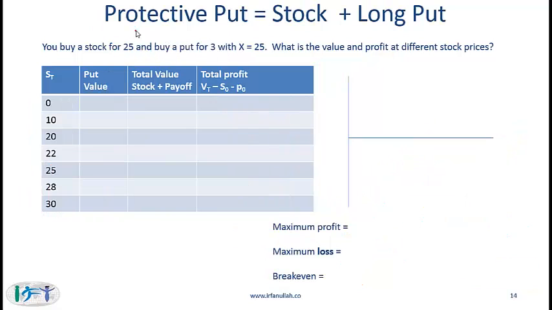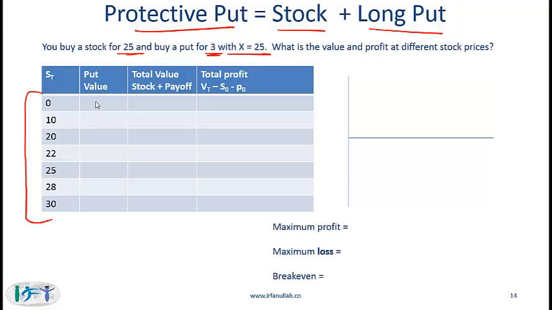Now we move to the protective put, which is the stock and a long put. You buy a stock for 25 and you buy a put for 3. The strike price is 25. So try to come up with these numbers using the same process that we used before. Here is the value of the stock, so different stock prices. The put value is the payoff on the long put. Remember, the strike is 25, so if the stock goes down to 0, that's good for the long put. This value would then be 25. Here the put value would be 15, and so on.